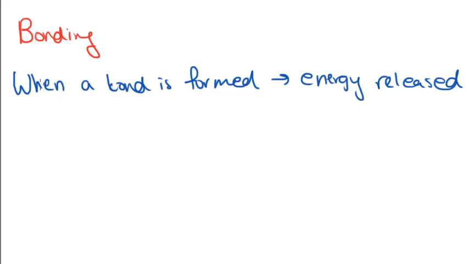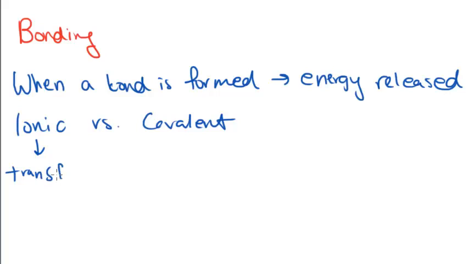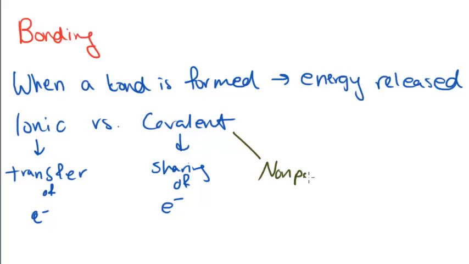There are two main types of bonds that you should know: ionic versus covalent. And the basic difference between these two types of bonds is that ionic bonds involve a transfer of electrons, while covalent bonds involve a sharing of electrons. And along with that, there are two types of covalent bonds that you should know. One of them is nonpolar, and the other is polar.